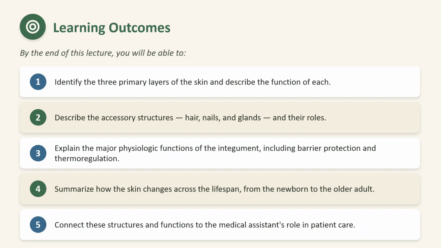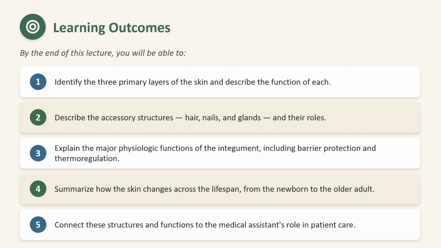Second, describe the accessory structures, hair, nails, and glands. These grow out of the skin and each has a specific job. Third, explain the major physiologic functions of the integument. The skin is not just a wrapper. It protects, it regulates temperature, it senses the world, it helps make vitamin D, and it helps balance fluid.